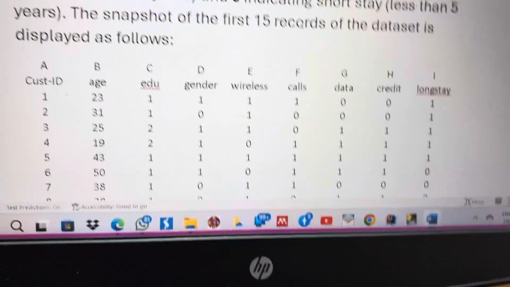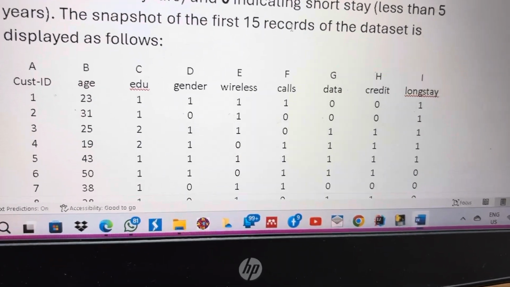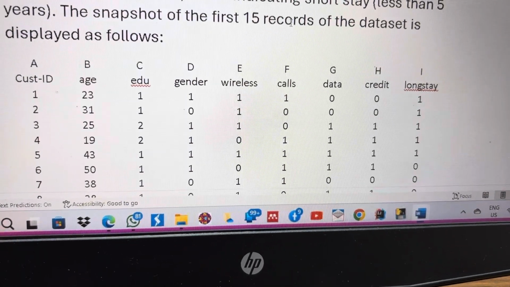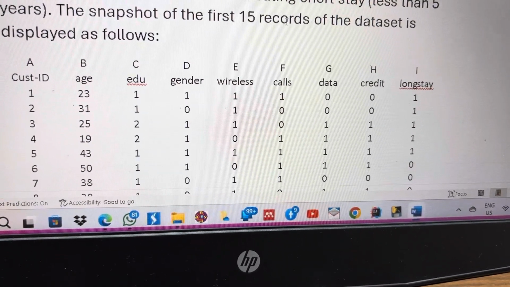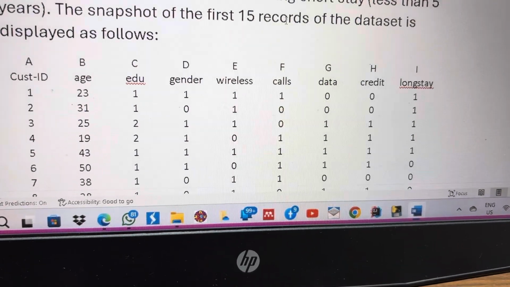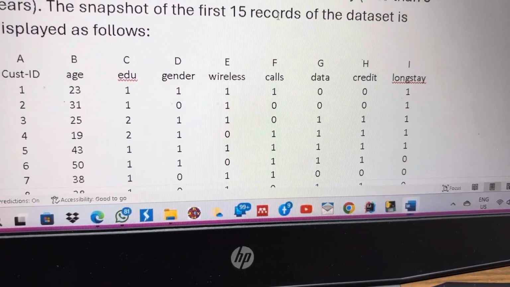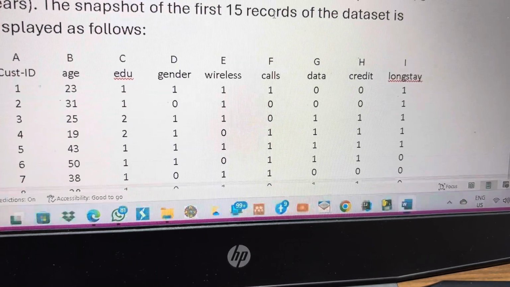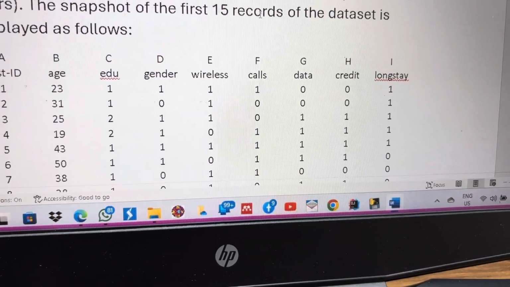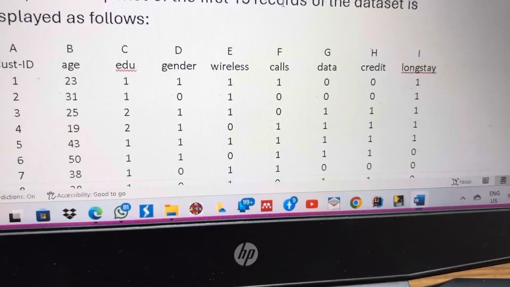Now let us look at it. You can see it. Now we are using the Excel data sheet, and this is how it appears on the data sheet. The columns A, B, C, D to I are the ones holding the data. The first column, column A, is customer ID. The second column is the age. The third column is the education. Fourth column, gender. Fifth column, wireless. Sixth column is calls. Then the seventh column is data, and then the eighth column is credit facility. And then the last column, which is I, is the dependent variable, which is the long stay.